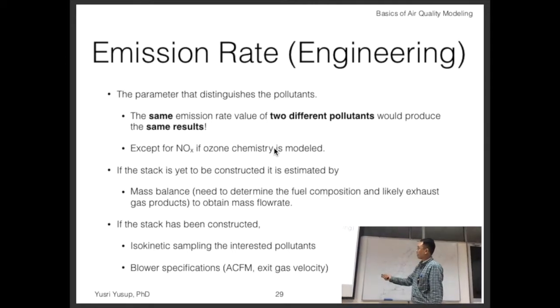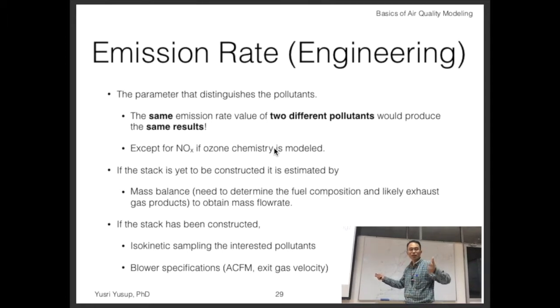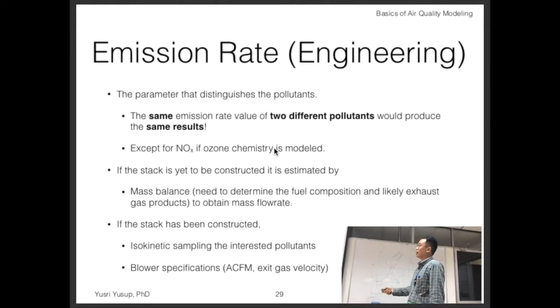So that's what it means by this statement here, the parameter that distinguishes the pollutants, that discriminates between the pollutants. If you have the same emission rate, the same results. The same emission rate value of two different pollutants would produce the same result. Oh yeah, see I mentioned it here. Except for nitrogen oxides, if we include ozone chemistry, but the way that they model it is quite simple too, because it just follows the exponential decrease. The further it is away, the more time it has to react in the atmosphere, the lower the concentration. That is basically how it works.